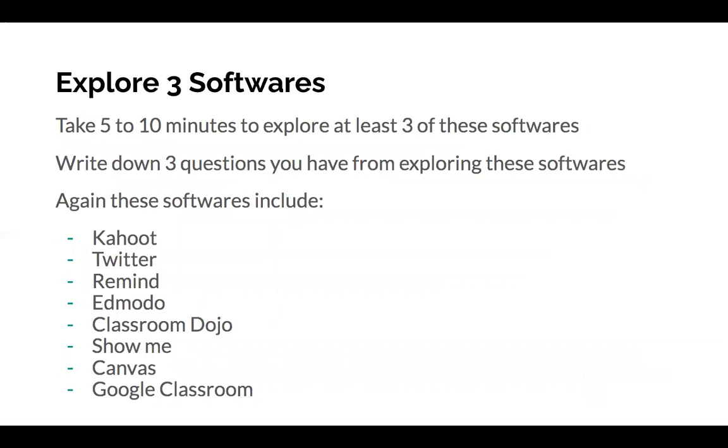So now we're going to explore 3 softwares. You're going to take 5 to 10 minutes. Go ahead and pause the video after I explain this, to explore at least 3 of these softwares. You're going to write down 3 questions you have from exploring these softwares. These softwares include Kahoot, Twitter, Remind, Edmodo, Classroom Dojo, Show Me, Canvas, and Google Classroom. So go ahead, pause the video. If you can, go on to Google and just Google Kahoot, Twitter, or one of these softwares, and try to explore it a little bit. And then write down 3 questions you have.